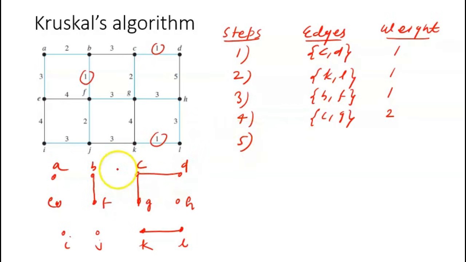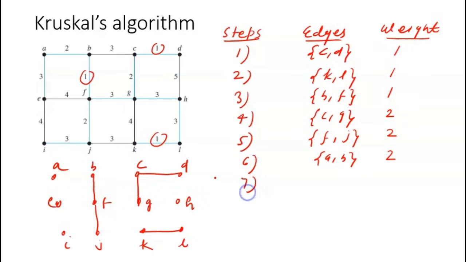Now what will be the fifth step? In the fifth step, I can select another edge of weight 2. So suppose I select FJ, and FJ is also of weight 2, so I wrote FJ here. In the sixth step I can select AB, because AB is also of weight 2, so I selected AB, whose weight is 2. Let me draw AB also. In the seventh step, now I don't have any more edge of weight 2, because the others of weight 2, such as CG, I have already selected. Now I am going to look at those edges which are of weight 3.